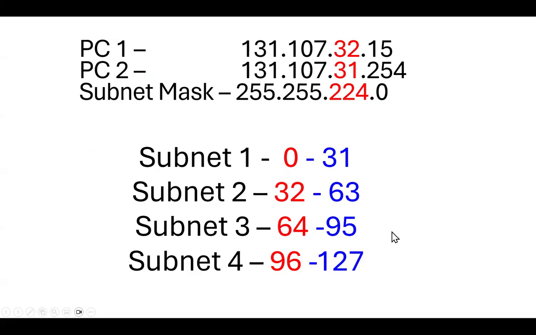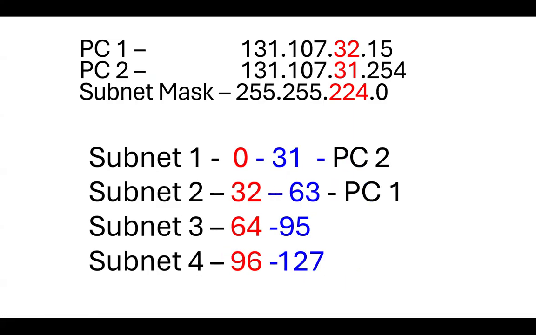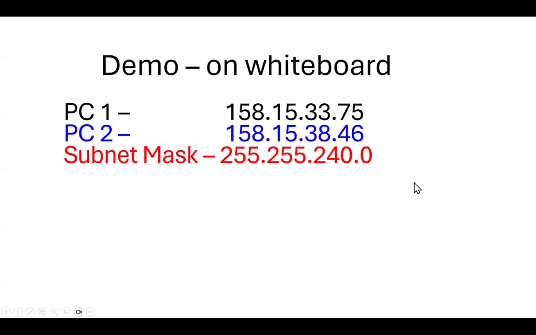Let's look to see where PC1 is. He's in the 32, so he's in subnet 2. And PC2, he's in a different subnet. So these 2 are incompatible. This will help you with the exam. We did that demo. They were in the same subnet.